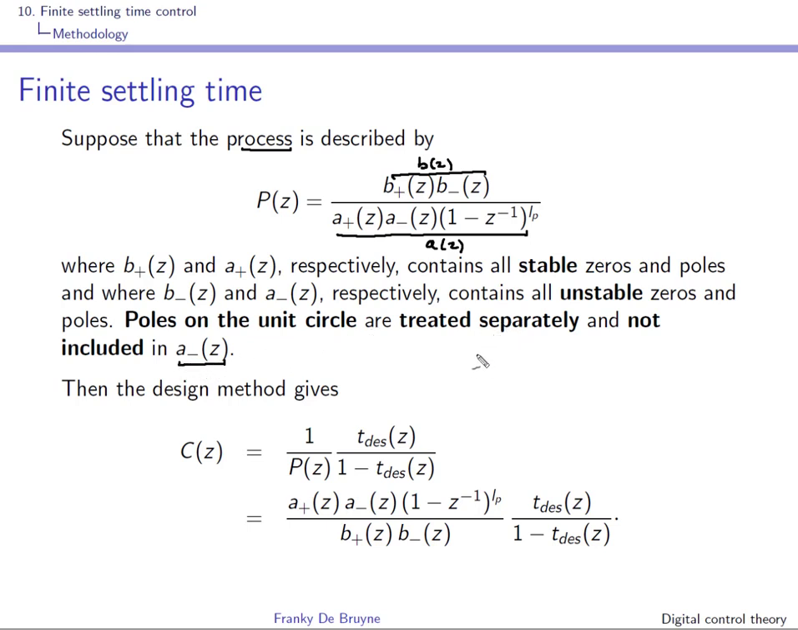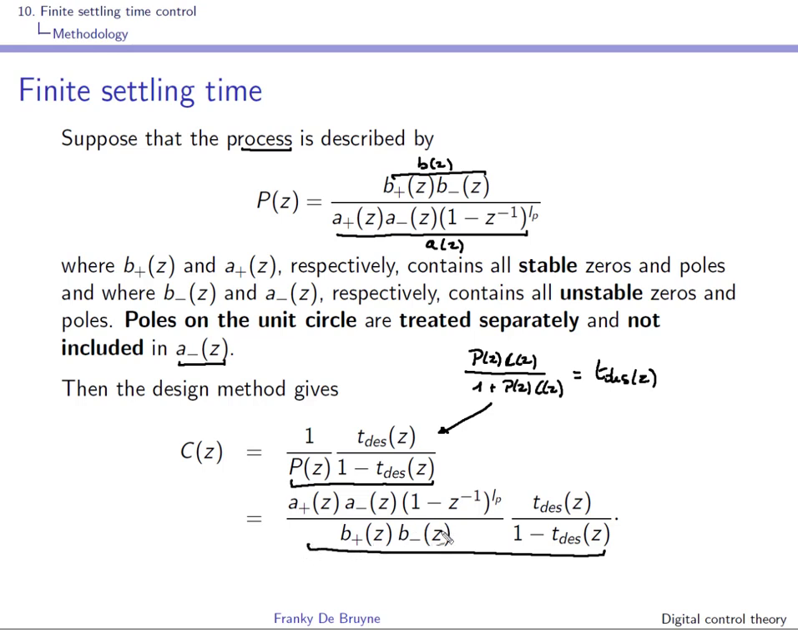So we'll proceed as before. We impose that the closed loop transfer function P of z C of z divided by 1 plus P C is equal to now the closed loop behavior, but this closed loop behavior is now described by a polynomial in z minus 1. And this is what you obtain. C of z is constructed as follows. If we inject our description of the process in here, this is what you obtain.